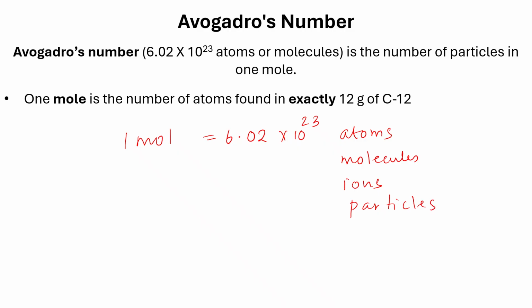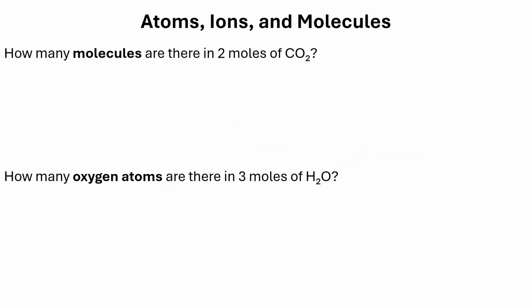Whenever you have the number of moles, you can calculate the number of atoms, molecules, ions or particles by using Avogadro's number as a conversion factor. The same way, whenever you have the number of molecules, you can calculate the number of moles. Let's see how we can use Avogadro's number as a conversion factor. How many molecules are there in 2 moles of carbon dioxide?